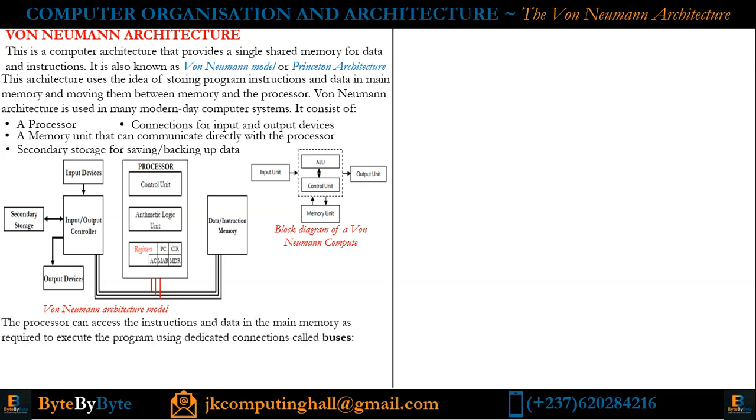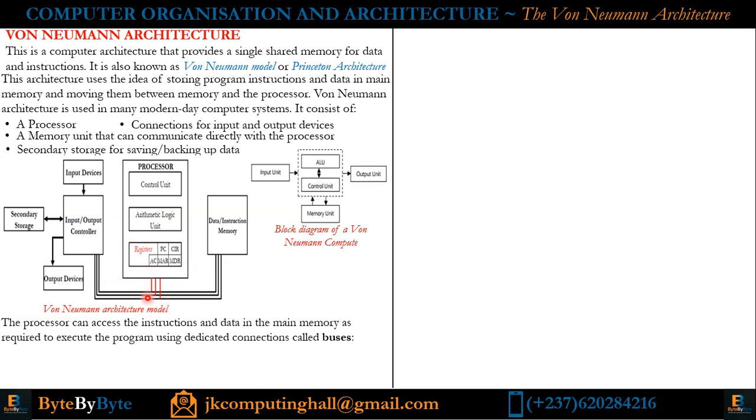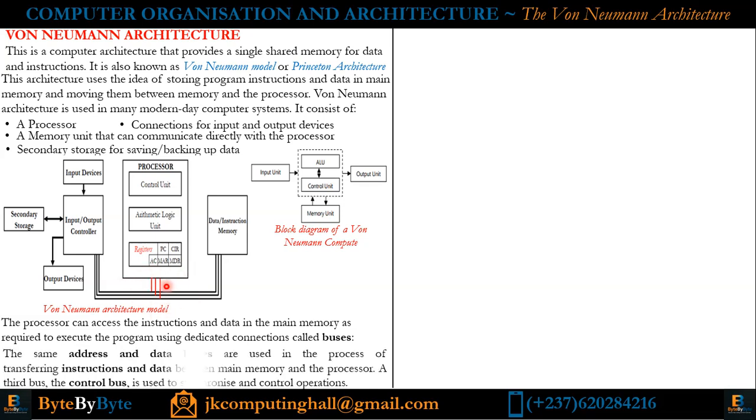Now, the processor can access the instruction and data in the main memory as required to execute the program using dedicated connections called buses. These are the different buses that we use. The same address and data bus are used in the process of transferring instructions and data between main memory and the processor. A third bus, the control bus, is used to synchronize and control operations.